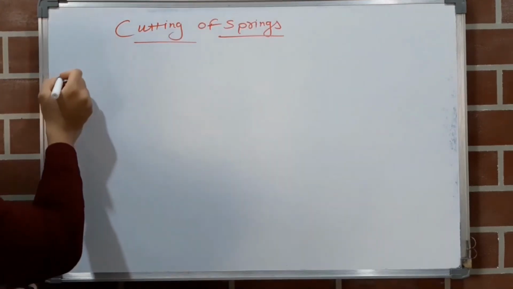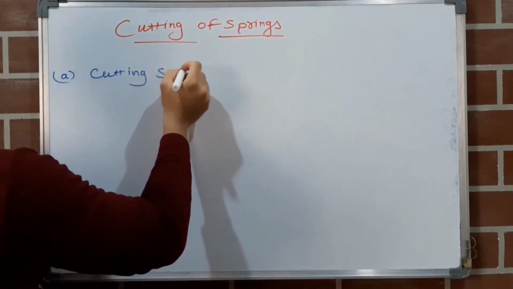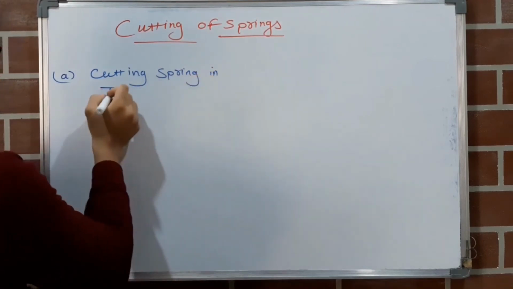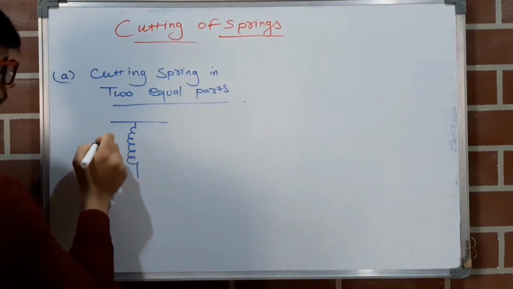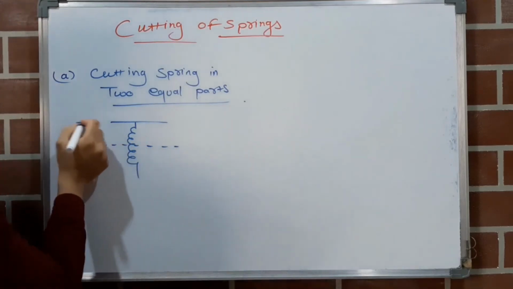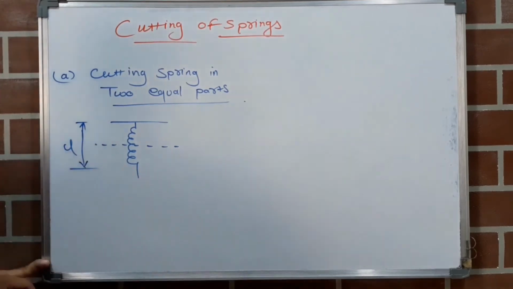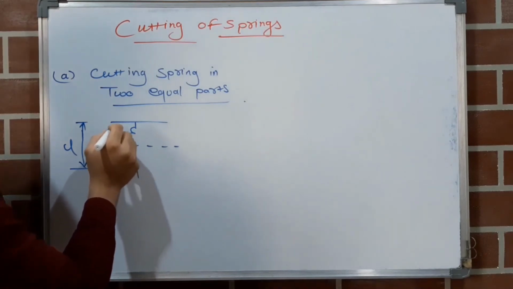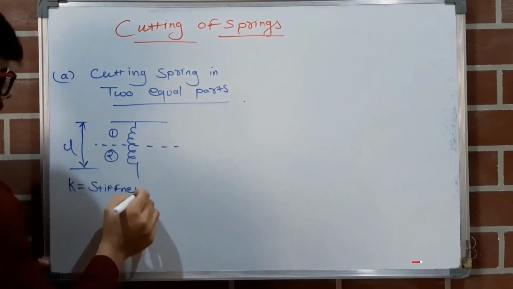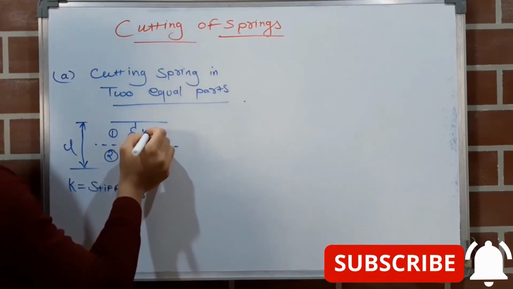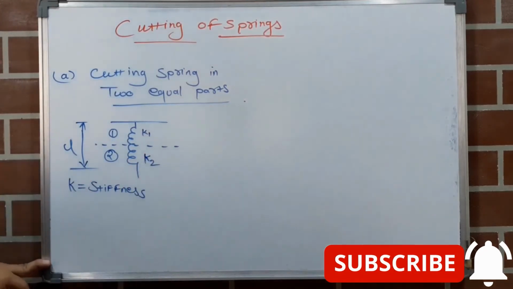So the first case is cutting the spring into 2 equal parts. Let's say this is the spring and I am cutting from the middle of this spring, and the length of the spring is L. This is part 1 and this is part 2. The stiffness of this whole spring is K. Now when we cut, the stiffness changes, that is K1 and K2. So how much it will be, we will see.